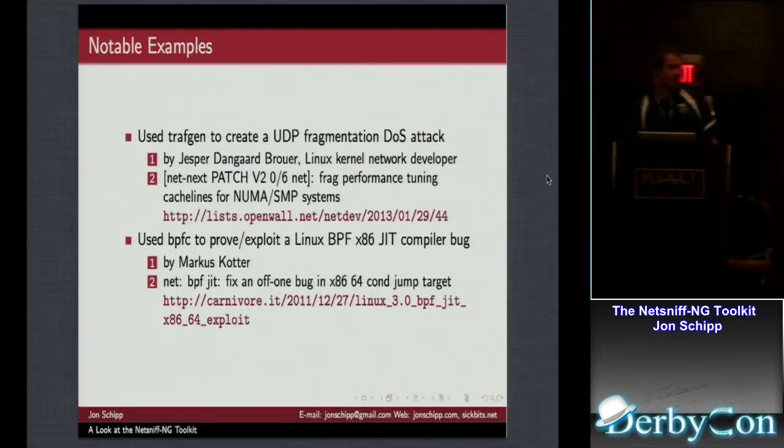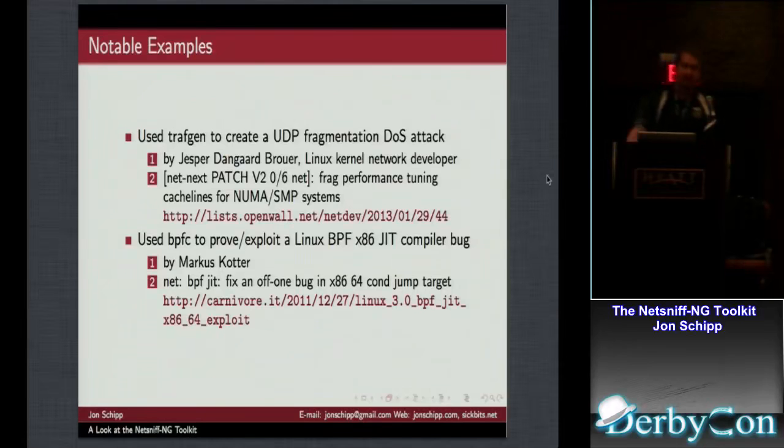And here are some notable examples where the Netsniff toolkit was used. Two examples that I'm aware of: one of the kernel developers found a performance problem in the fragmentation of the Linux kernel, and they were able to use trafgen to create the packets to test that, and then later on they encountered some problems and they made a patch for it.